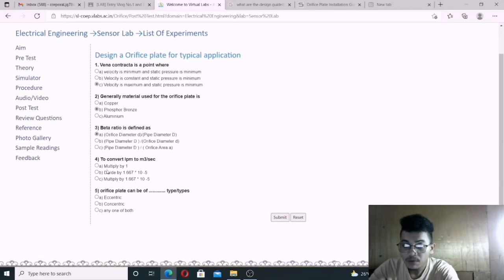Now for number 4, convert LPM or liter per minute to cubic meter per second. You have to multiply by 1.667 times 10 to the power of negative 5. It can be of blank types. It can be of eccentric or concentric, so any of both. Submit.